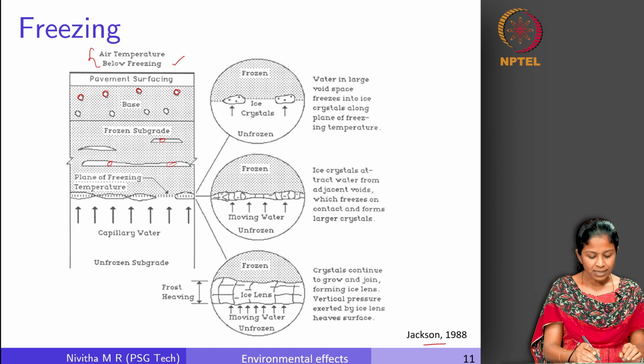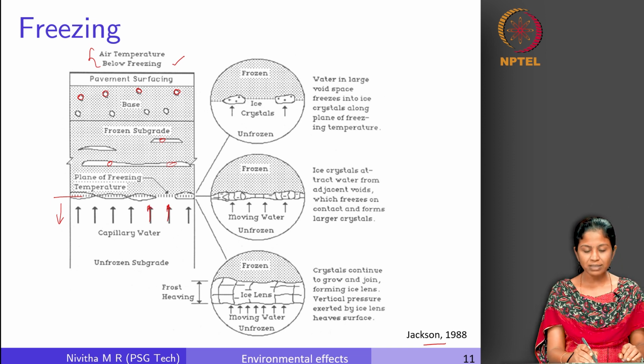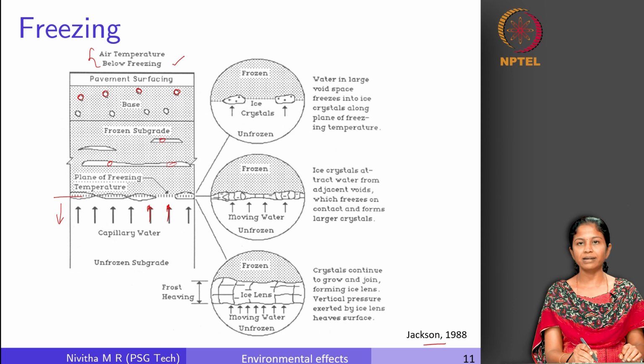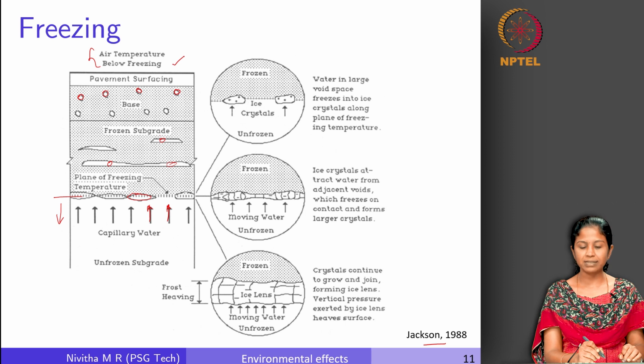Now, below a particular point there is an unfrozen subgrade. This subgrade will still allow capillary water to rise in the pavement because it has not yet reached 0 degrees, not yet reached the freezing temperature; the temperature here is slightly higher. This will allow capillary action. Now, there will be a plane of freezing.